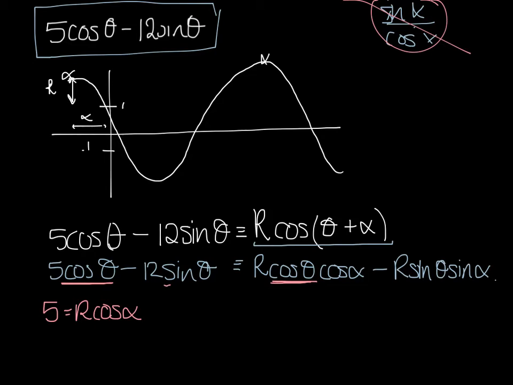Likewise, for the sine theta on both sides, minus 12 equals minus r, so I can just write that 12 equals r sine alpha. So multiplied to the sine theta on the left-hand side is a 12, and multiplied to the sine theta on the right-hand side is an r sine alpha, and I've ignored the minus sign because it's there in both cases.